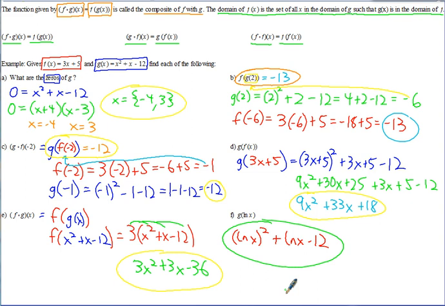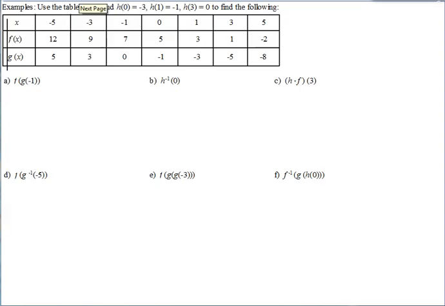Okay, now let's take a look at some, instead of being given the actual functions, we're given a table of values. So let's use the table here. Sorry, I accidentally have an extra line in there. All right, let's use this table. And we're given, right here, h of 0 is negative 3, h of 1 is negative 1, and h of 3 is 0. Okay, so we might need those on some of these problems.